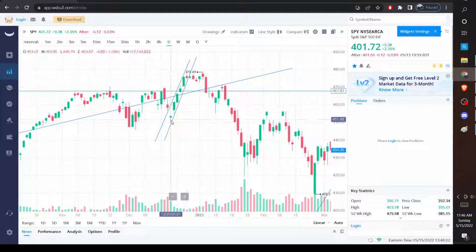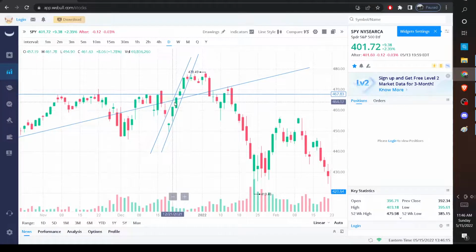So moves like this can be very dangerous to try and short, because you have to recognize that this isn't really a rising wedge. Nothing about this is really telling me that this is a rising wedge. This is more like an upward trend channel. So these type of rallies, you don't want to be shorting. You want to wait until this bottom trend line starts invalidating.